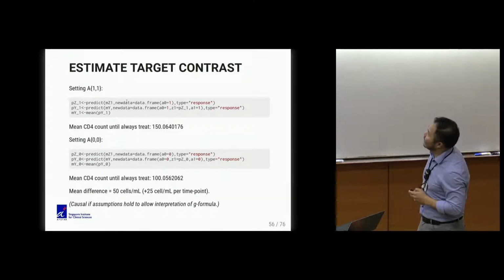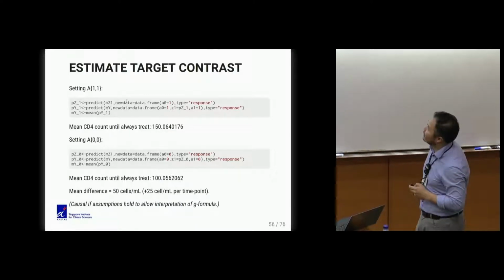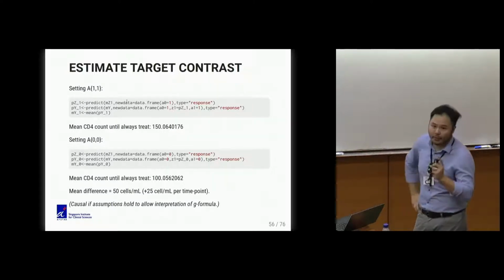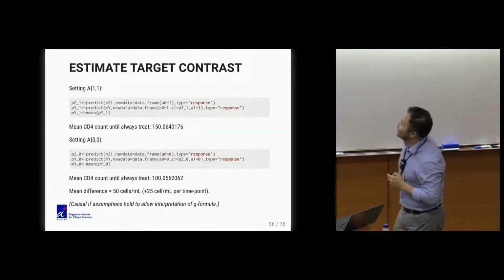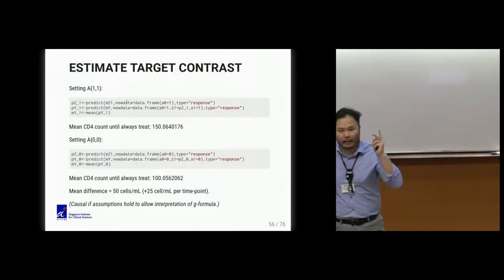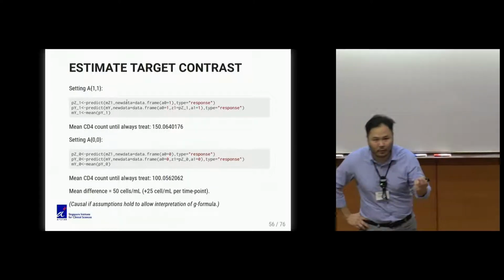And then we can look at setting it to 0, and do the same thing. Set A0 to 0, set them both to 0 with the predicted probability of Z1, model that mean, get 100, and we get the total difference to be 50 cells per milliliter or 25 per treatment per time point. All right, and this would be a causal effect of that particular treatment if our model's correct, if the assumptions hold about treatment.